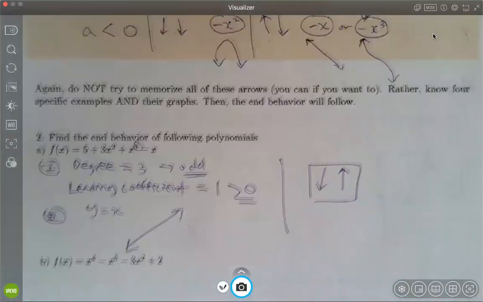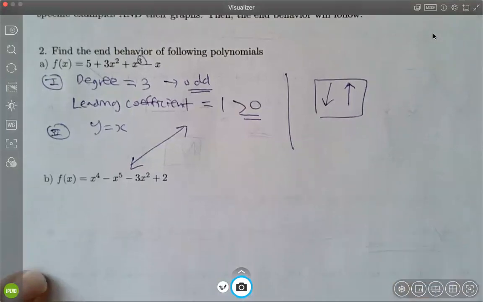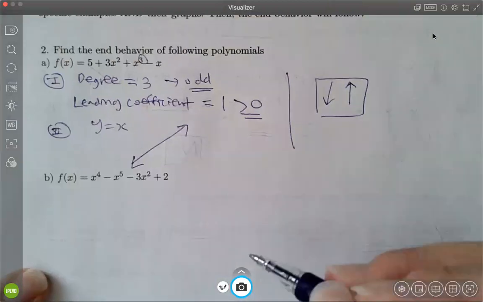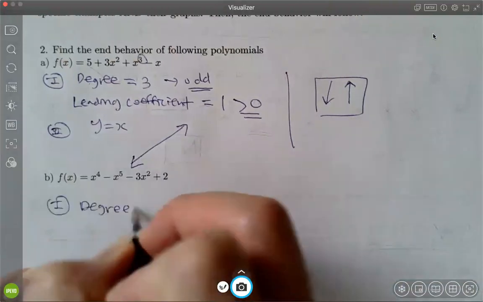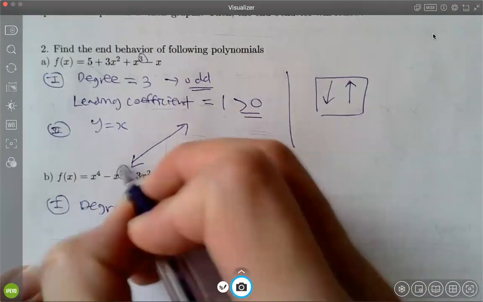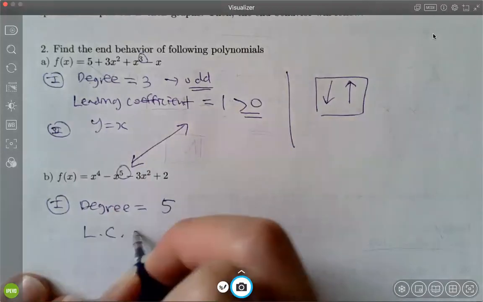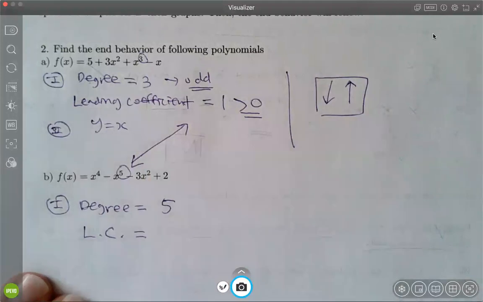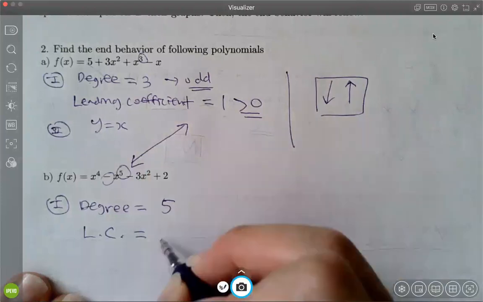Okay, now that was A, and then B: x to the 4th minus x to the 5th minus 3x squared plus 2. Again, we have to find the degree and the leading coefficient. What is the degree? The degree is the largest power, so it has to be 5, right? And what's the leading coefficient? The leading coefficient belongs to the degree term, and its coefficient is -1, right?